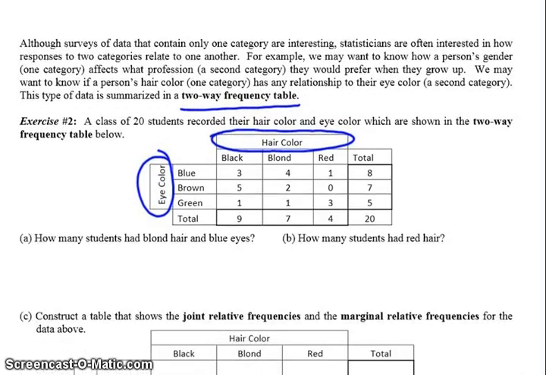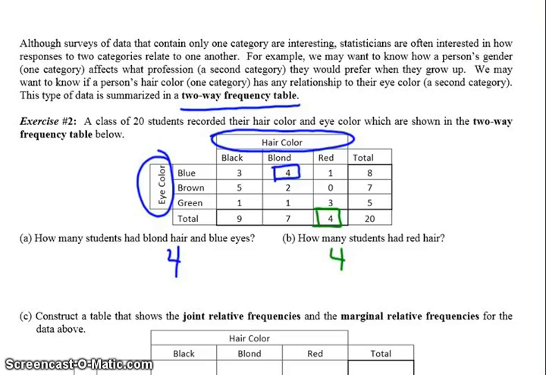So when I look at this, it says how many students had blonde hair and blue eyes. So here's blue eyes, and I'm going to read over until I find blonde hair. So that was 4. How many students had red hair? Well, here's red hair, and here's your total. So we had 4 students total who had red hair.